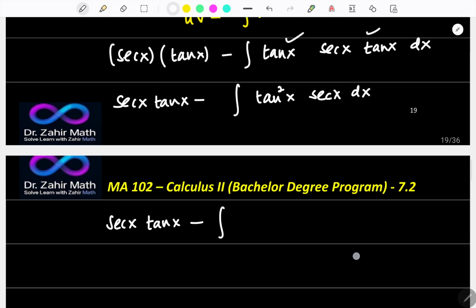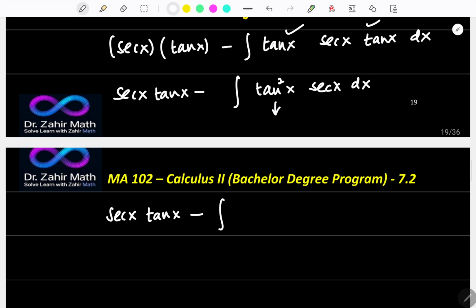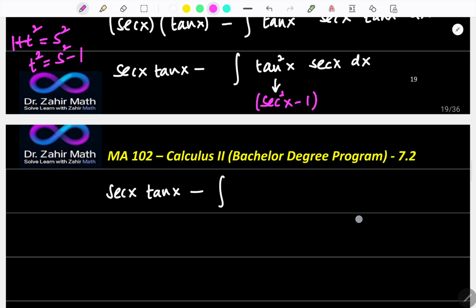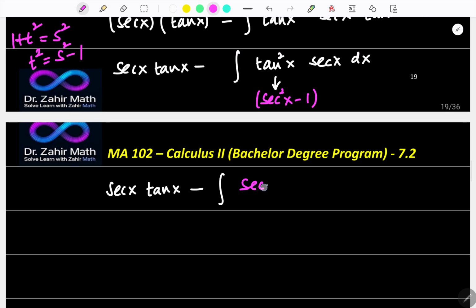We want to integrate now. So tan square x is giving problem. I'm going to write tan square x as secant square x minus 1. How, teacher? Because 1 plus tan square is equal to what? Secant square, right? So what is tan square? Tan square is secant square x minus 1. Just keep in your mind. So this is secant square x minus 1 times secant x dx. Clear all of you? Clear?